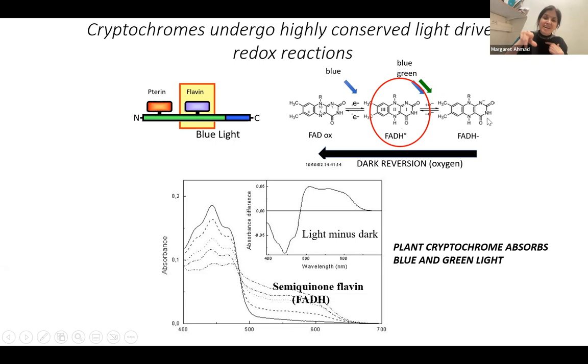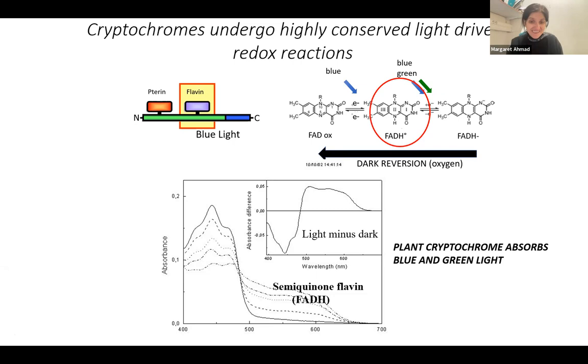So you have a redox cycle of different flavin states, and one of them, the semiquinone flavin radical, absorbs blue plus green light. So the wavelength spectrum is there.